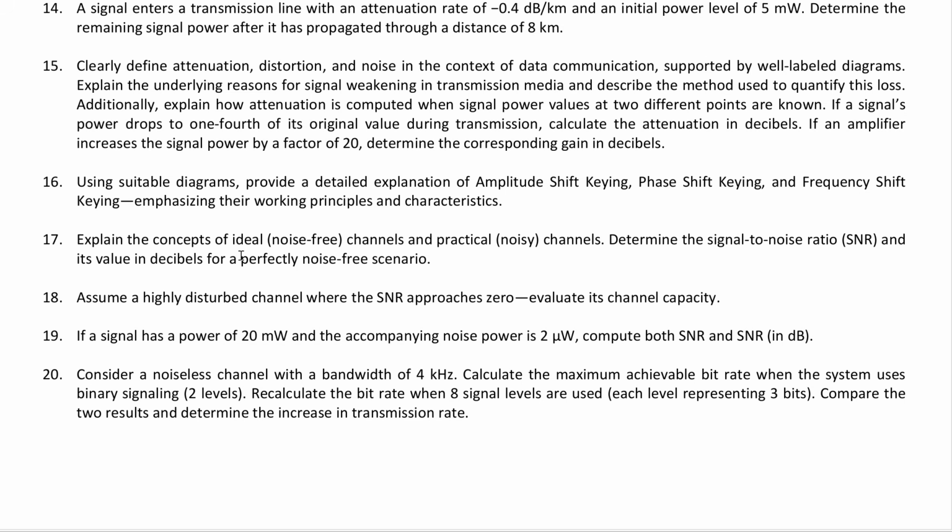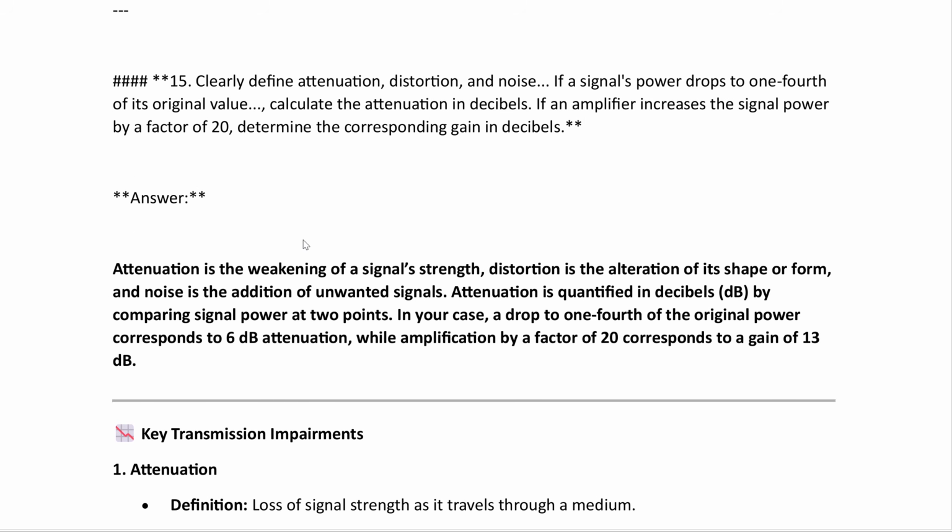Next question is question number 15. Question number 15 says, clearly define attenuation, what is distortion, what is noise in the context of data communication, supported by well-labeled diagram. Explain the underlying reasons for signal weakening in transmission media and describe the method used to quantify this loss. Additionally, explain how attenuation is computed when signal power values at two different points are known. If a signal's power drops to 1/4 of its original value during transmission, calculate the attenuation in decibels. If an amplifier increases the signal power by a factor of 20, determine the corresponding gain in decibels.